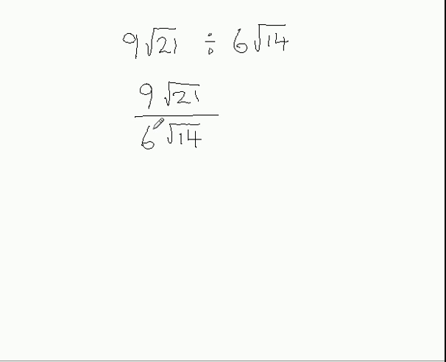6 and 9 are both in the 3 times tables, so I'm going to divide both of them by 3. There. Now to deal with the surd parts, again separately, 21 and 14 are both in the 7 times table, so I can divide both of those parts by 7. That becomes a 3, and that becomes a 2. And what I'm left with, nice and quickly this time, is 3 root 3 over 2 root 2. Let's have one more just for good measure.